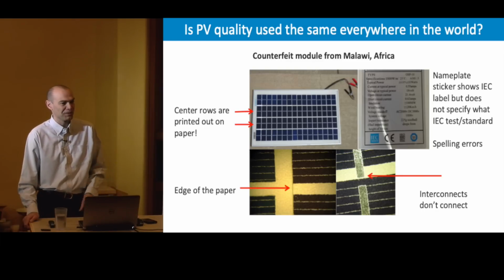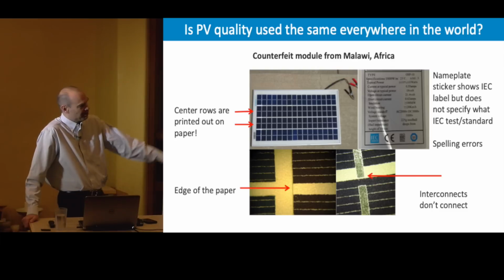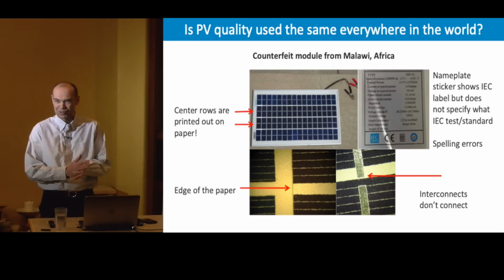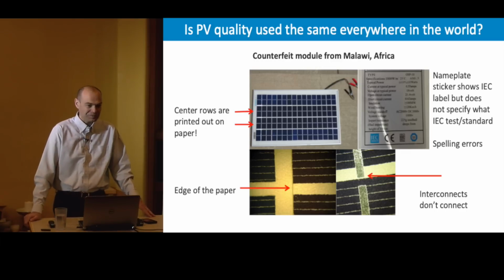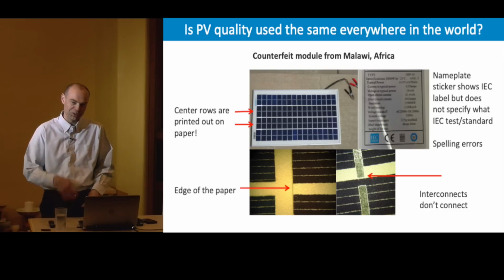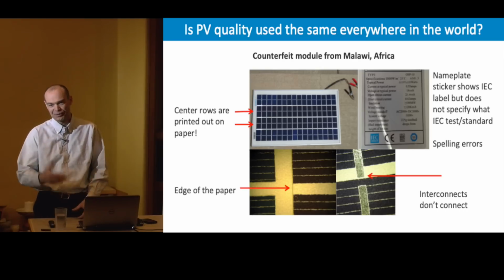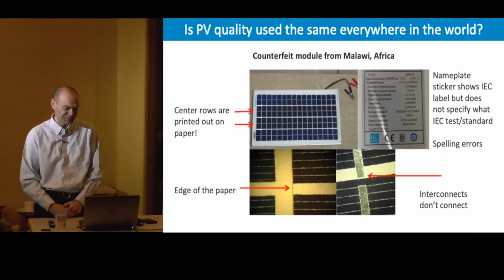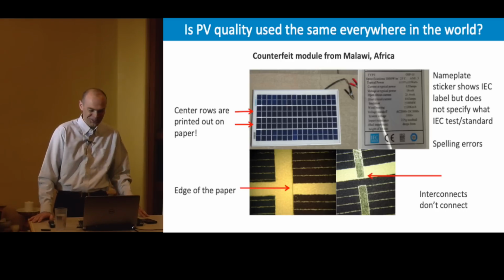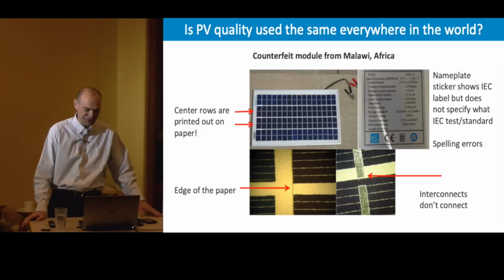So this is a panel that we had bought for us in Africa. And actually it's pointed out by these arrows. The middle columns are actually printed out on paper. It's tricky, because if you put it out in the sun and measure, the voltage is what the nameplate rating should be, but the current is half, because half of the cells are printed out on paper. It's very difficult to see. It's right here, so please come up front after the talk.